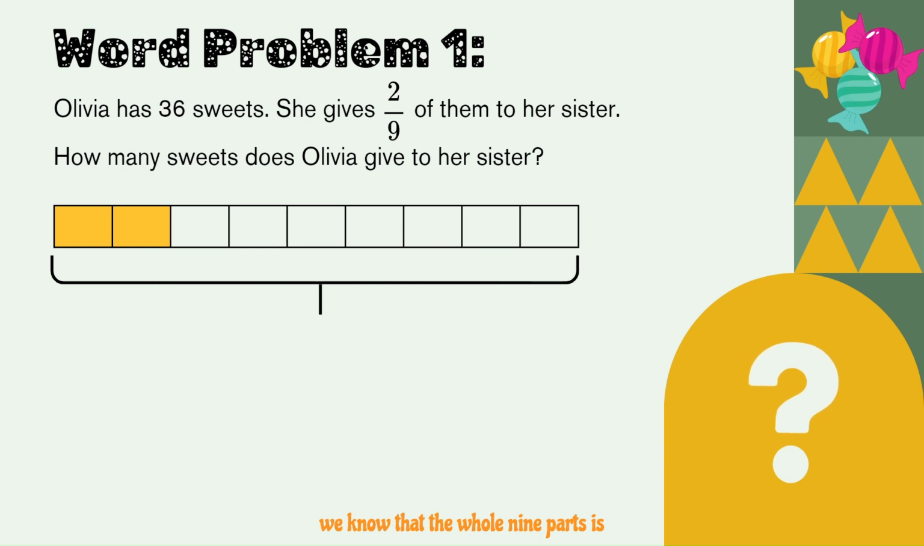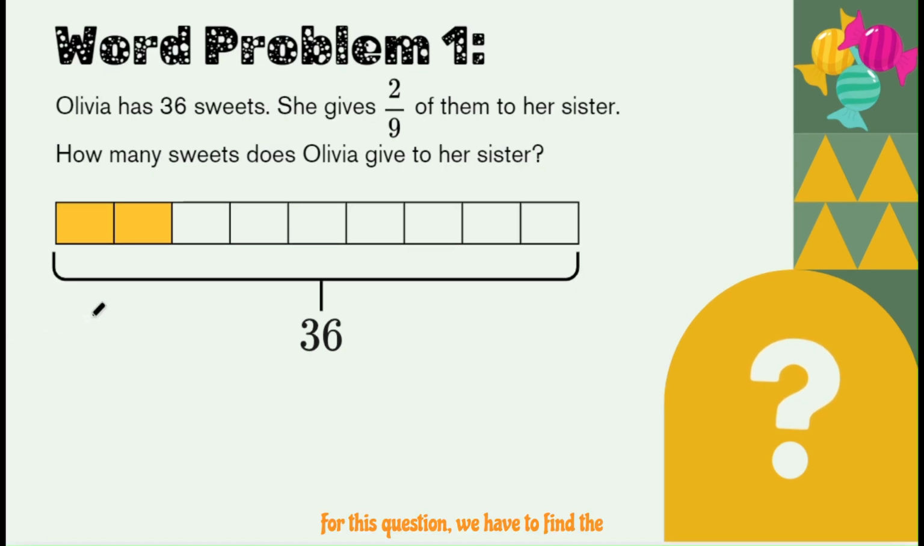And we know that the whole 9 parts is equal to 36 because the total number of sweets is equal to 36. For this question, we have to find the value of both of these shaded parts because these shaded parts show the number of sweets that Olivia gave to her sister.